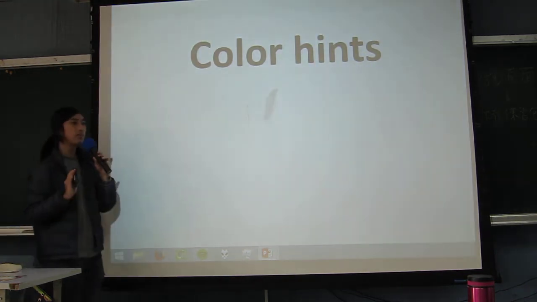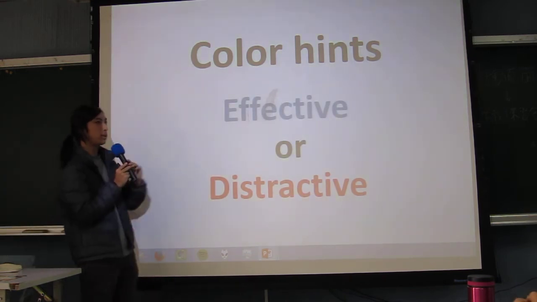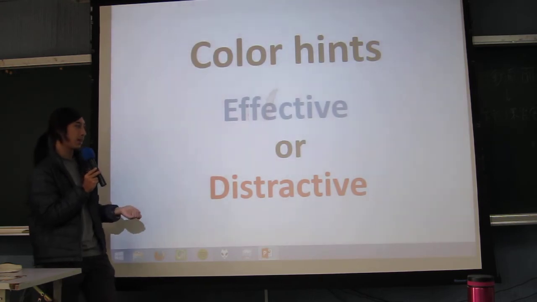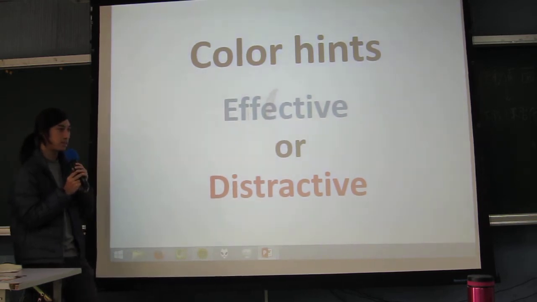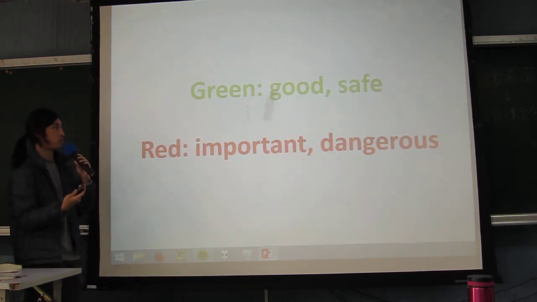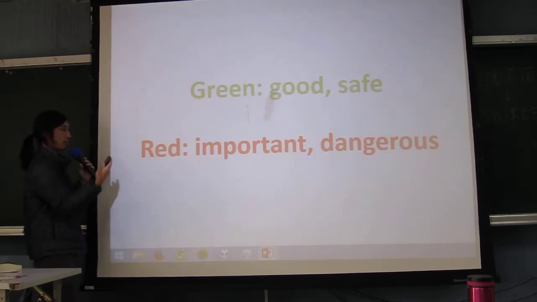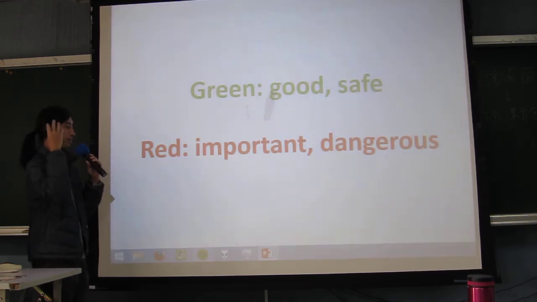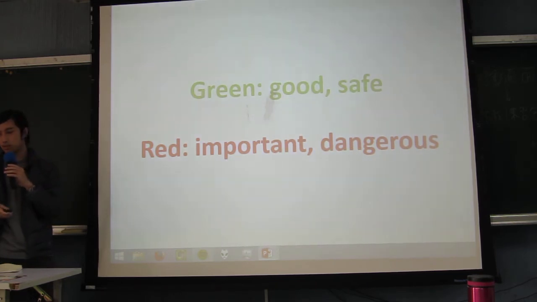And also, you can use color as some kind of hint. For example, I always use blue to mention something related to the affective side, and I always use red to mention something that is distractive. Or green may refer to something good or safe, and red may refer to something important or even dangerous. That's the kind of thought. When we see these colors, we generate different thoughts.